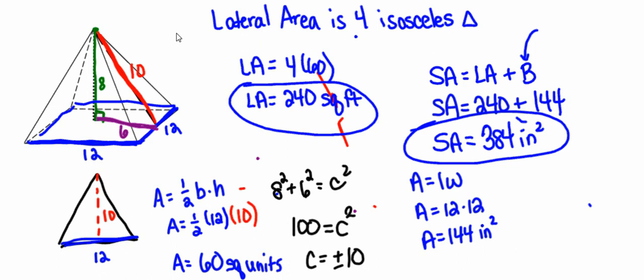All right, if I had to pick some key ideas from this, I would say use the Pythagorean theorem to find the slant height. I would say to remember that lateral area consists of isosceles triangles, and the number of them will depend on the shape of your base. And I would remember that lateral area, like the prism, does not include the area of a base. Surface area does include the area of a base.